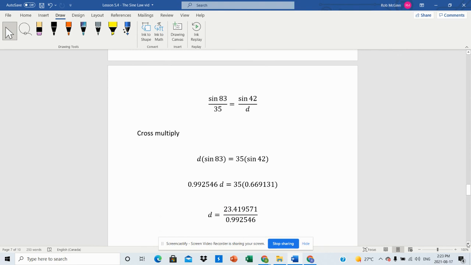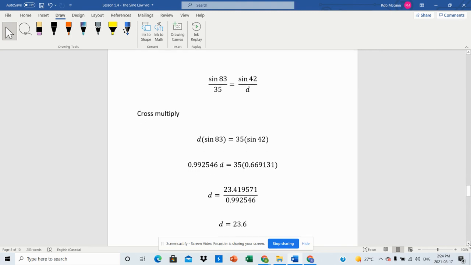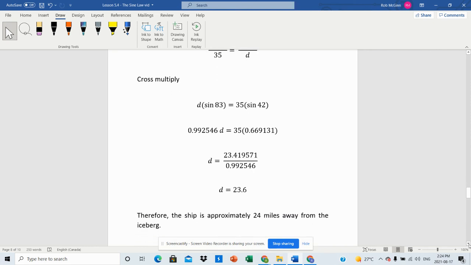So 35 times 0.669131 should give us 23.419571. We're going to divide that by 0.992546 so we can solve for d. So we just divided both sides by the coefficient in front of d there. Now we're just going to solve that, and we'll find out that d equals 23.6 approximately. However, the question wanted us to put it to the nearest mile, so make sure in your therefore statement, therefore, the ship is approximately 24 miles away from the iceberg.